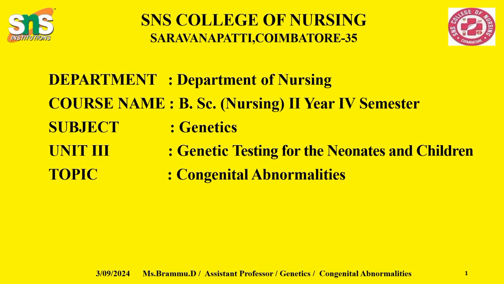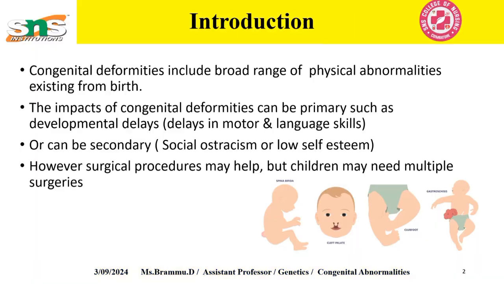It is mainly due to embryological changes or exposure to toxins when the fetus is in the mother's womb. That's the reason the child develops congenital abnormalities. So, the introduction: a congenital deformity or abnormality is a broad range of physical, internal or external abnormalities existing soon after birth. The major impact of congenital deformities can be either primary or secondary.